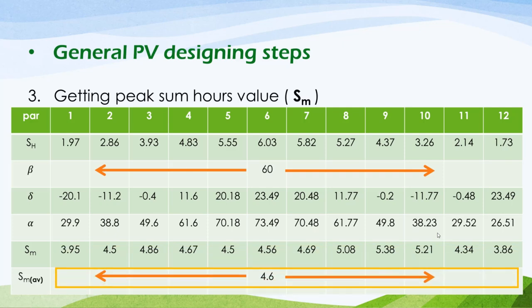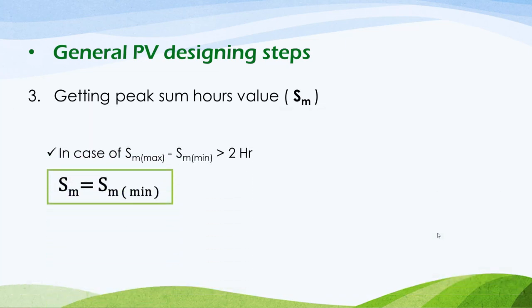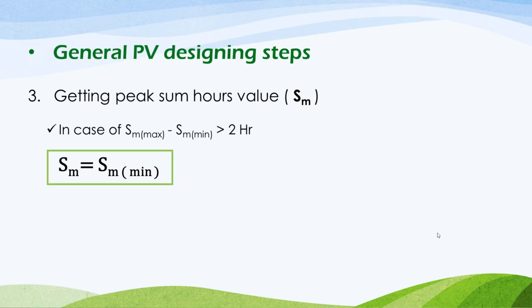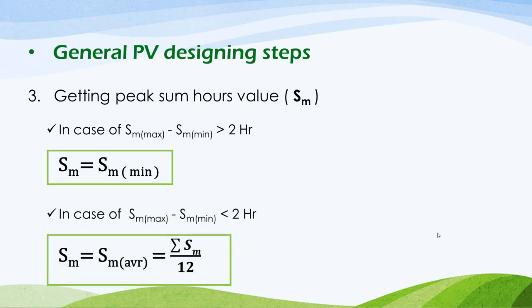But you can ask, will we take the average value of S sub m to be the global tilted irradiation, the final value? This depends mainly on something. If the difference between the maximum value we got for S sub m and the minimum value is greater than 2 hours, we will choose S sub m to be the minimum. And if the difference between them is less than 2 hours, we will choose it to be the average value of all the months.